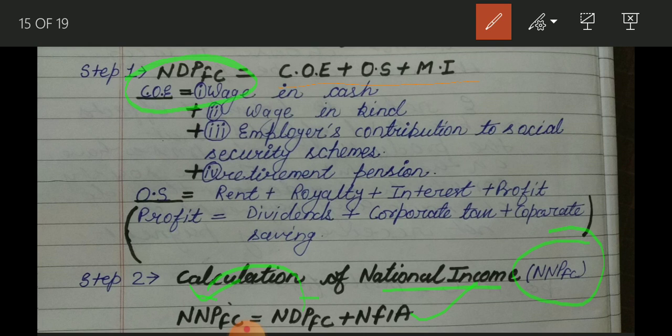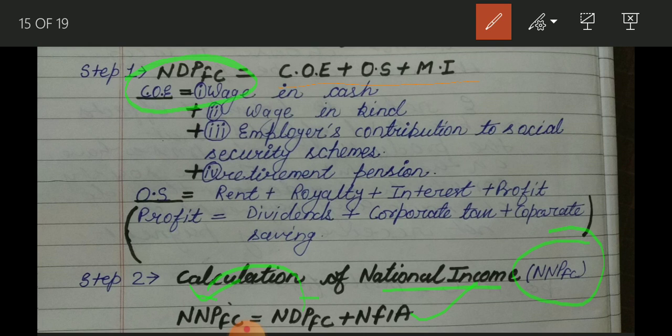And how do we get NDP-FC? By adding compensation of employees, operating surplus and mixed income. Compensation of employees is the sum total of wages in cash, wages in kind, employers contribution to social security scheme and retirement pension. And operating surplus is the sum total of rent, royalty, interest and profit.